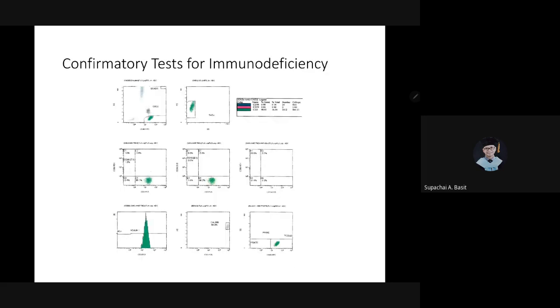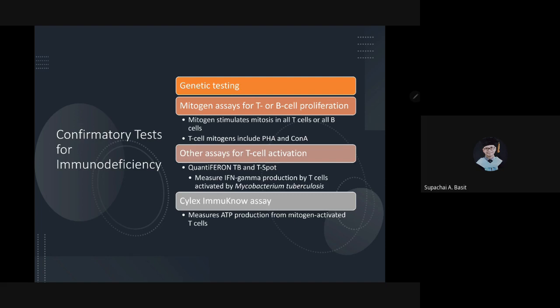And of course, genetic testing. We can do karyotyping. We can do molecular techniques to confirm what particular immunodeficiency is present. Now, there is a mitogen assay for T or B cell proliferation. A mitogen is a chemical compound that we add to stimulate mitosis in T cells or B cells. Here, we would be able to study the normal cell proliferation or division of the patient.